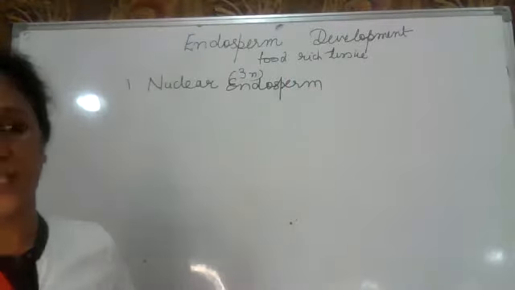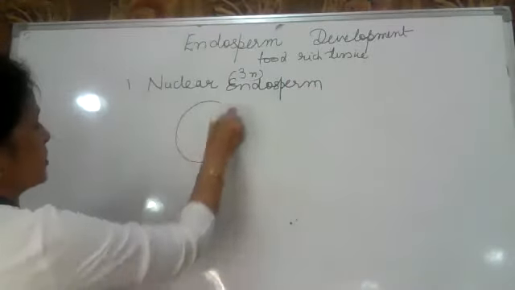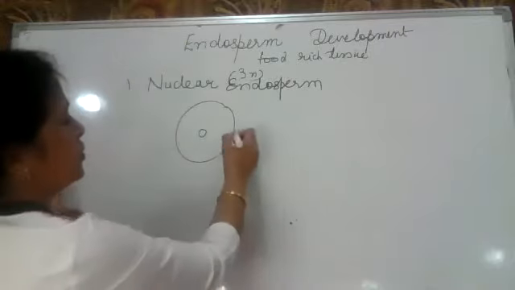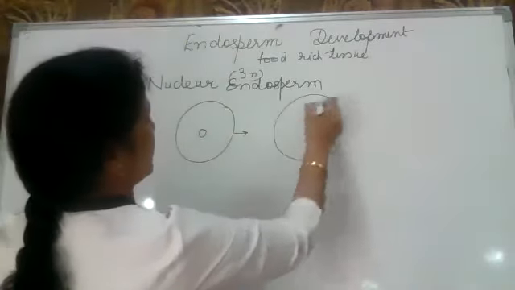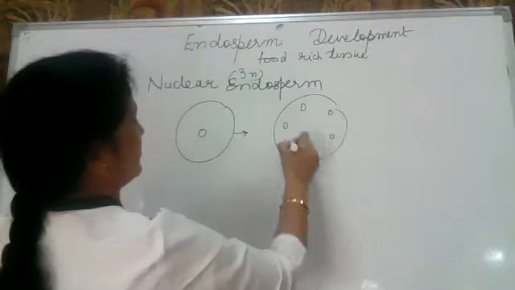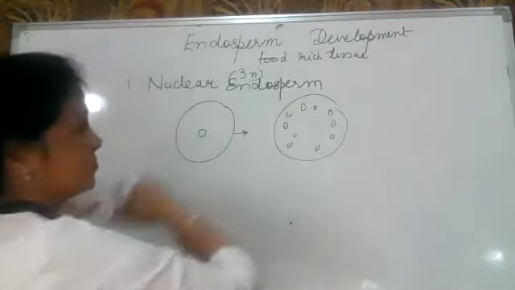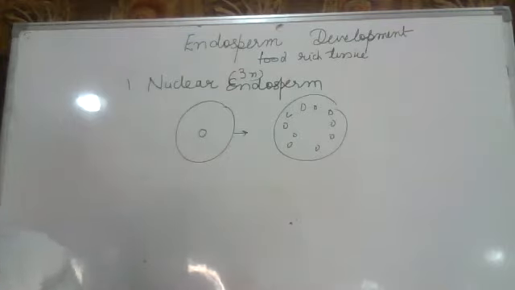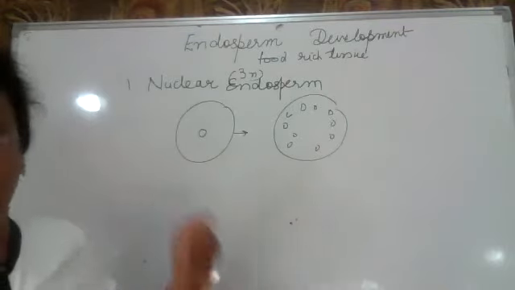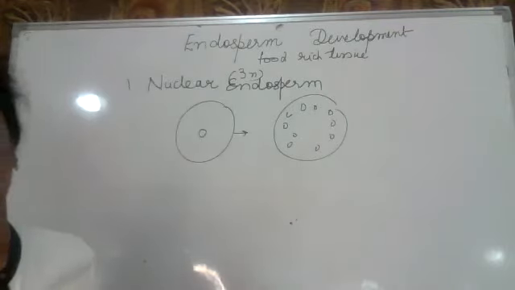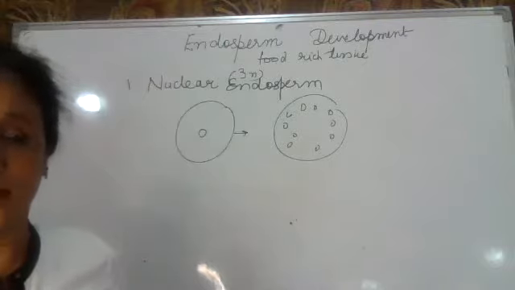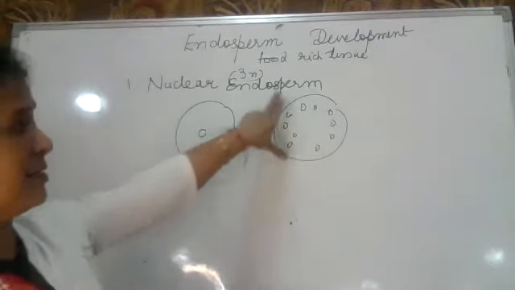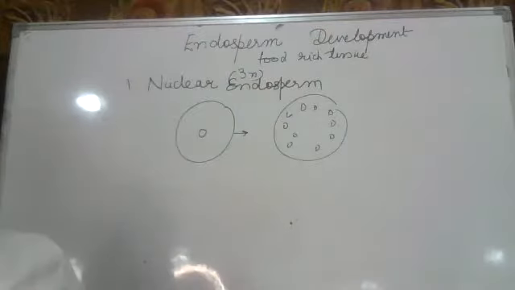What happens in nuclear endosperm? Say this is the endosperm and this is the nucleus. In this type, the nucleus keeps on dividing, but the cytoplasm is not dividing. It means karyokinesis is not followed by cytokinesis. So in the same cytoplasm, there are many nuclei.